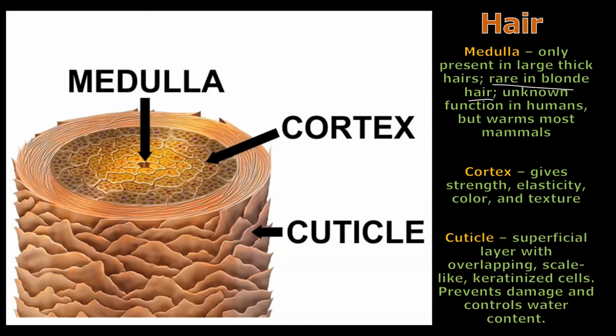The cuticle is the outer part. It almost looks to me like roof tiles, right? Like shingles on a roof, how they overlap. And that should tell you something about what they're there for. So you have shingles on your house overlapped to control water content. And that's exactly what's going on with the cuticle. So the most superficial layer of a hair is the cuticle, with these overlapping scale-like keratinized cells. Prevent damage and control water content.